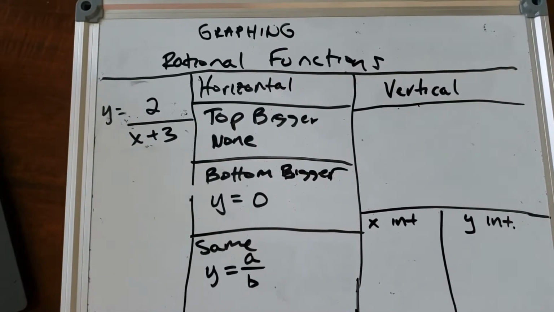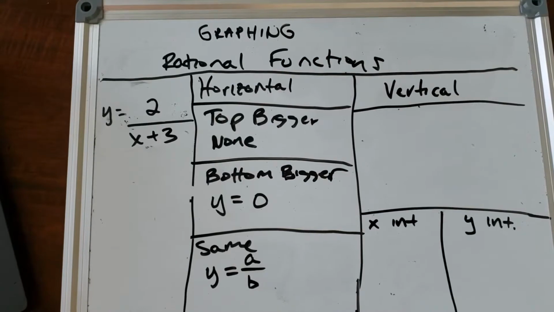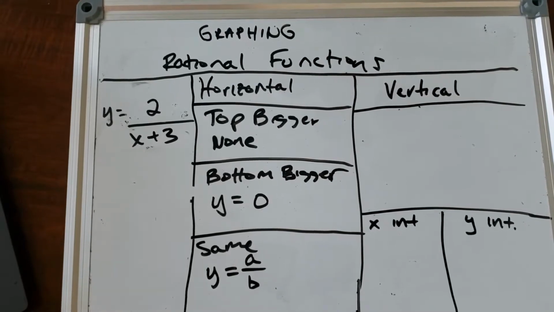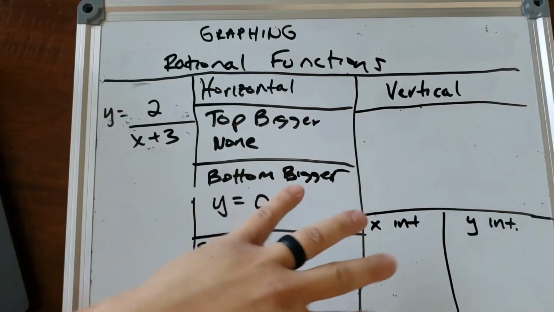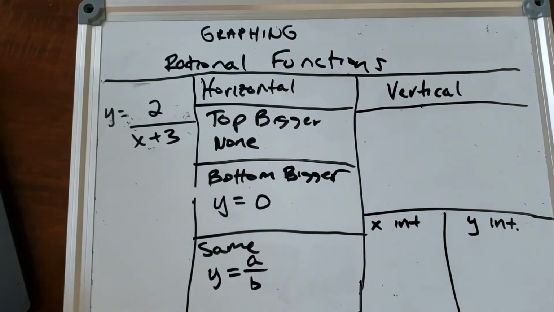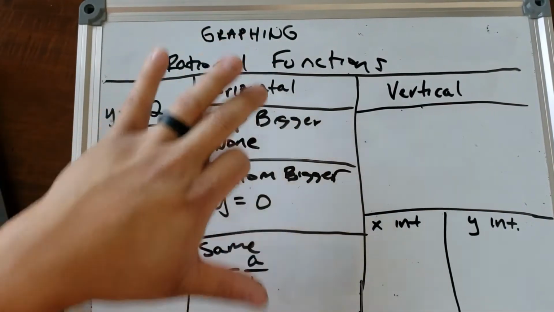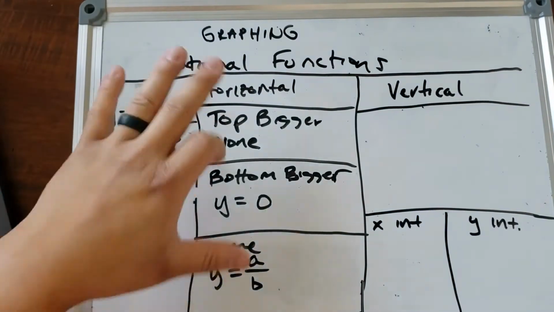Okay, so today what we're going to be doing is graphing rational functions, okay? We're going to be taking the things that we did last time and we're going to add a few things and we're going to go ahead and graph these. So first thing I'm going to do is find my horizontal and vertical asymptotes. So I'm going to follow the same rules.